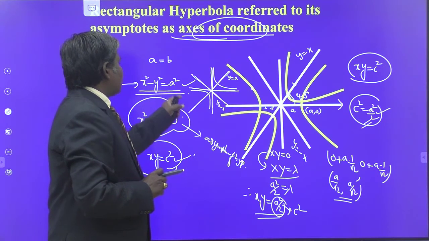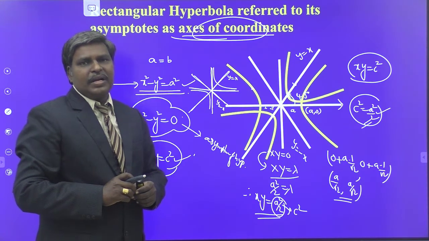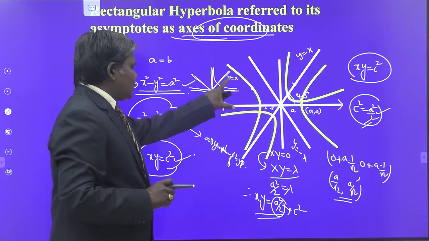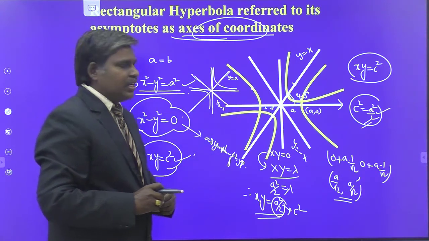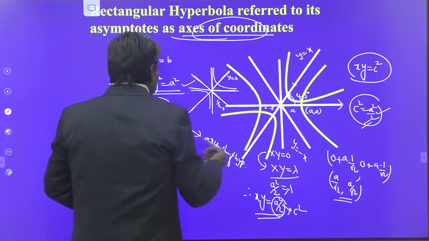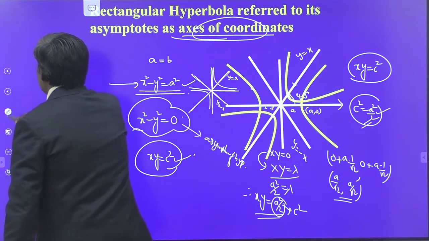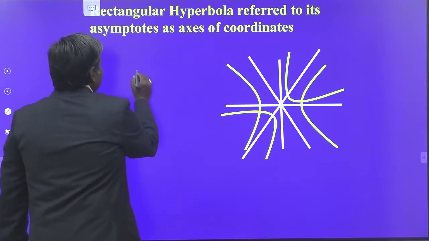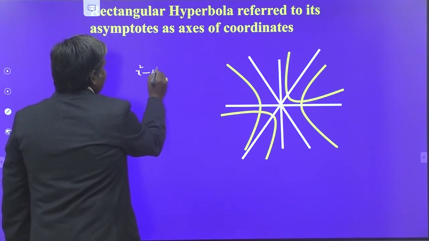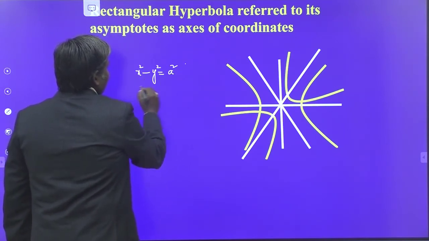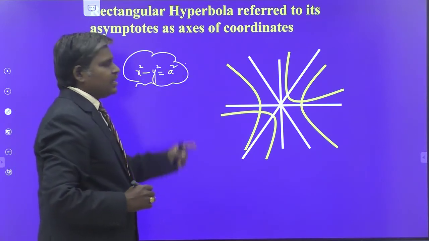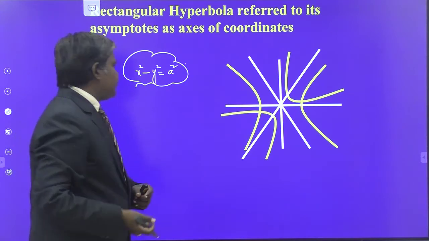So x square minus y square is equal to a square is obtained by taking the values a equal to b. This is one way of proceeding. You can do xy equal to c square by another method also. So we have the equation x square minus y square is equal to a square, the equation of the rectangular hyperbola by taking a equal to b.